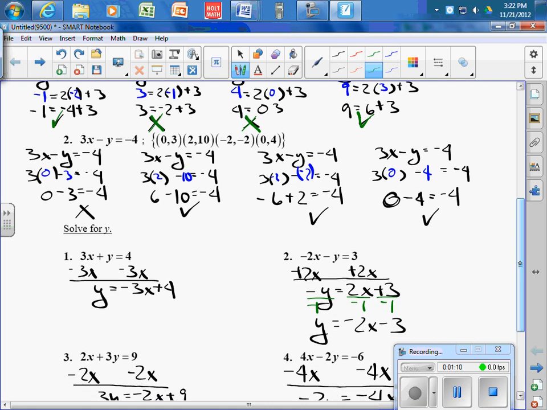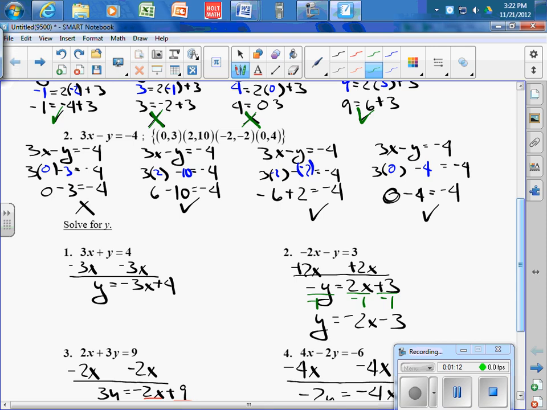Likewise, for the next problem, we're just here to see which of these 4 points satisfies this equation. So we write down the equation like I did here. Each of these coordinates goes into the equation, so we have 3 times 0 minus 3 is equal to -4. Does that equal each other? And in number 1, it does not. But the next 3 do.